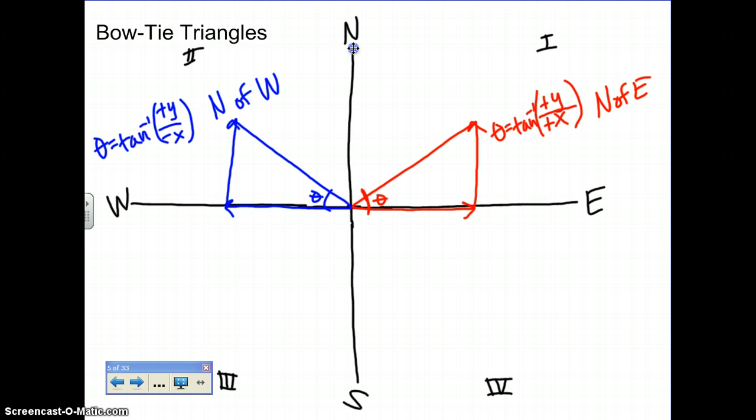So for the third quadrant, you're going to go west, and then you're going to go south, and then you're going to draw in your resultant line, placing theta appropriately. So this is going to be theta equals inverse tan. You know that it's going to be y over x, right? Because you're seeing the trend here: if I ever draw a bow tie triangle, regardless of which quadrant it's in, it's always going to be y over x.